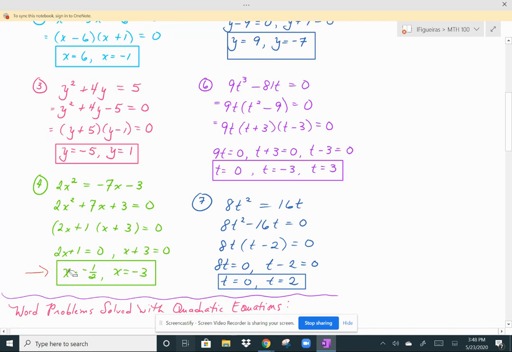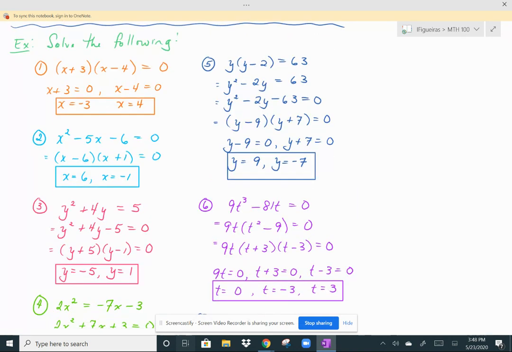All right, so let's move on to number 5. That's here on the right. So I have y times y minus 2 equals 63. Again, this is not in standard form, but there's a little bit more work to do. On the left, you need to distribute. So you get y squared minus 2y. And then you need to subtract 63 so that it moves over to the left side. So I get y squared minus 2y minus 63 equals 0.